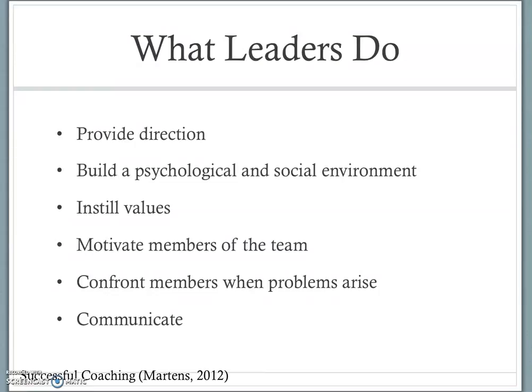To be a leader, you must first know what a leader does. The first thing is provide direction. Great leaders set goals by having a vision for their team. Next, build a psychological and social environment, one that is conducive to achieve the team's goals. Next, instill values. This can be done by sharing your philosophy of life. Number 4, motivate members of your team. Motivate them to pursue the goals set by the team.